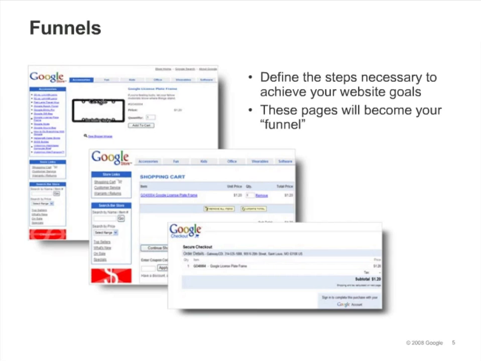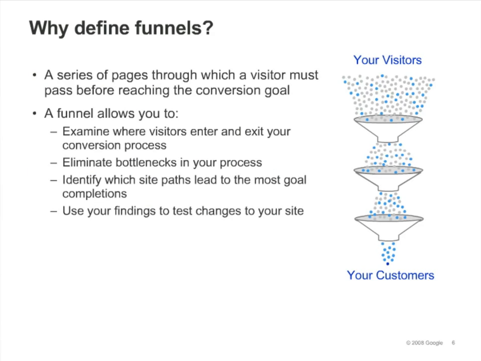So the goal page signals the end of the activity, such as a thank you or confirmation page. And the funnel steps are the pages that visitors encounter on their way to the goal. Defining a funnel is valuable because it allows you to see where visitors enter and exit the conversion process.